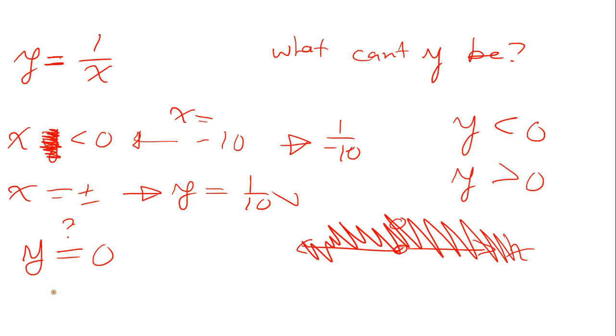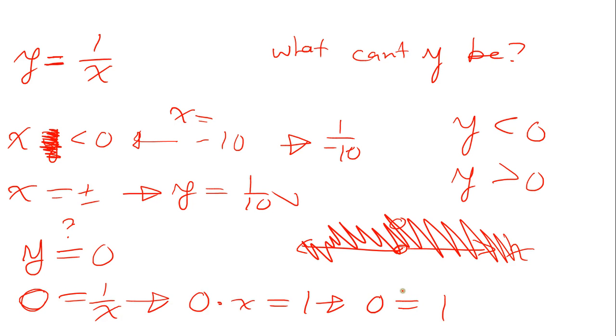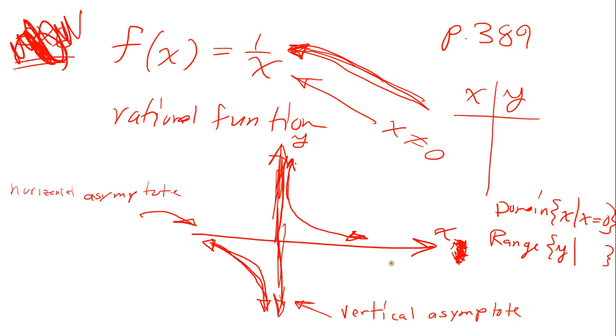What do I have to do to make Y 0? Well, if Y equals 0, that means that 0 equals 1 over X, which means that 0 times X equals 1, which means that 0 equals 1, which is nonsense. So that's why you have this horizontal asymptote here. Excuse me, that's why you have this vertical asymptote here. Y can't be 0.